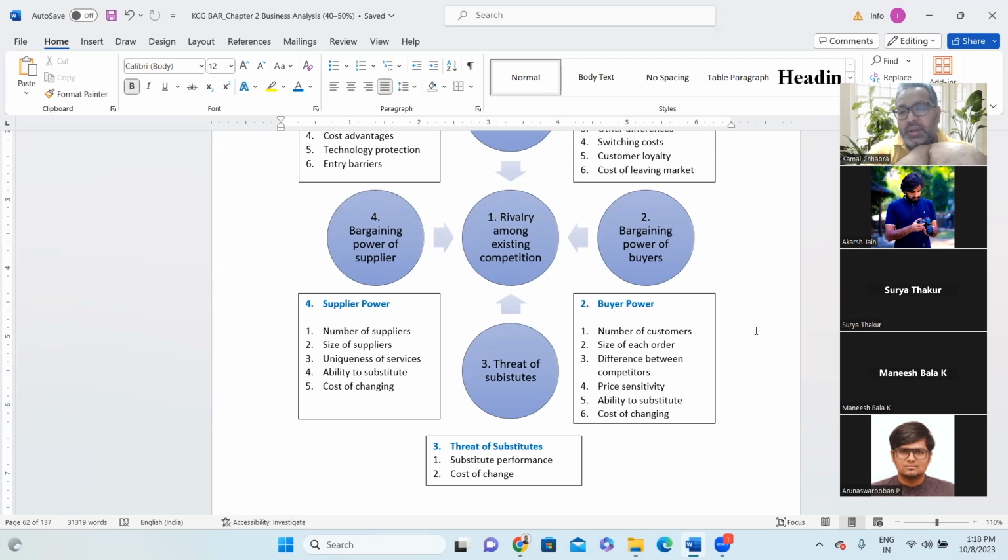Next is price sensitivity. For example, certain markets, certain segments or certain consumers are very price sensitive, certain consumers are brand sensitive, and certain consumers are loyal.